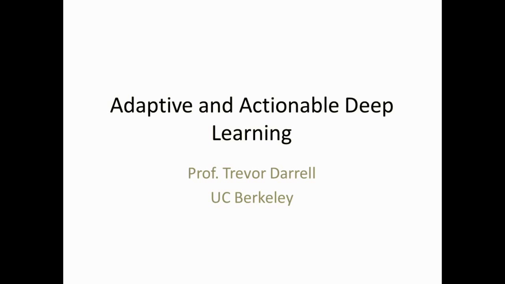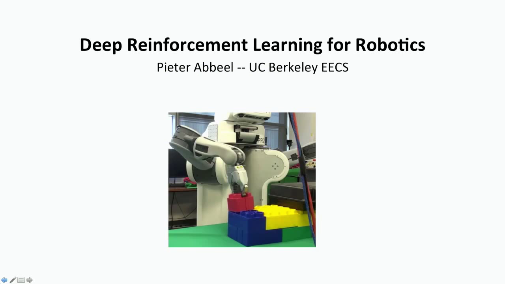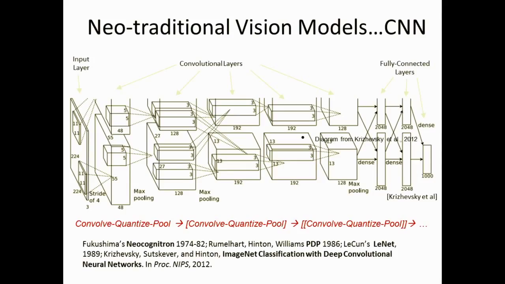A few really quick points in the context of what Jitendra and Anka and Ashutosh have already said, and what I know Peter will say. I'm going to argue that to get towards actionable deep learning, deep learning that can act in the world, we really need adaptive deep learning. Jitendra gave you the history of it, so I won't repeat that.